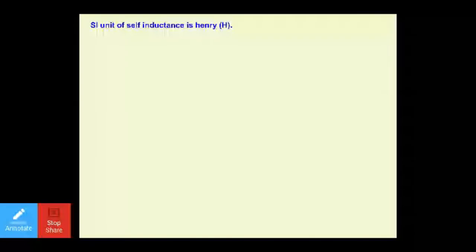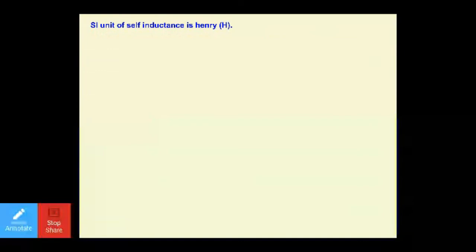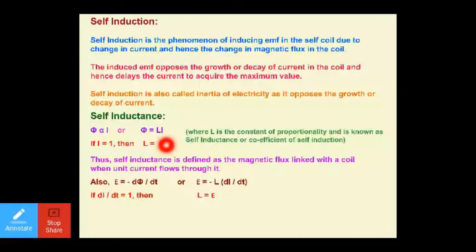Let's talk about the next point. The SI unit of self-inductance is Henry, right? Self-inductance is said to be 1 Henry. This is what they're talking about. Self-inductance is said to be 1 Henry if 1 ampere of current is flowing across the coil. So this is what they are writing here.